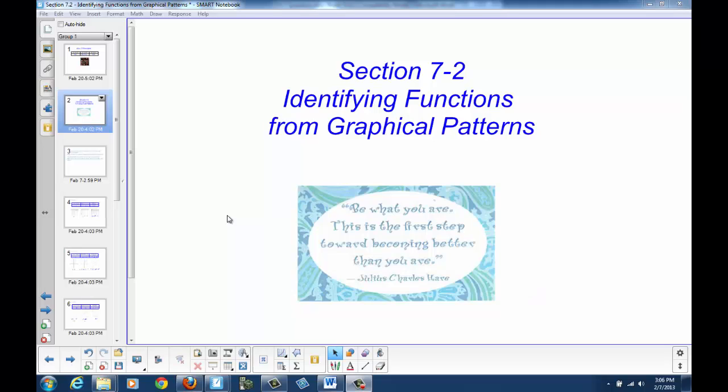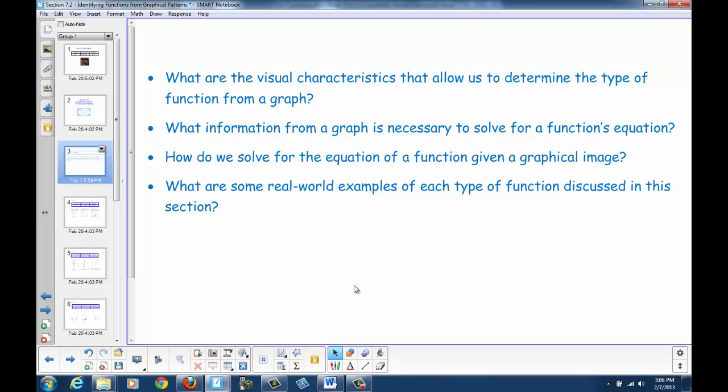Welcome to section 7.2, Identifying Functions from Graphical Patterns. At the end of this section, we should be able to answer these questions.